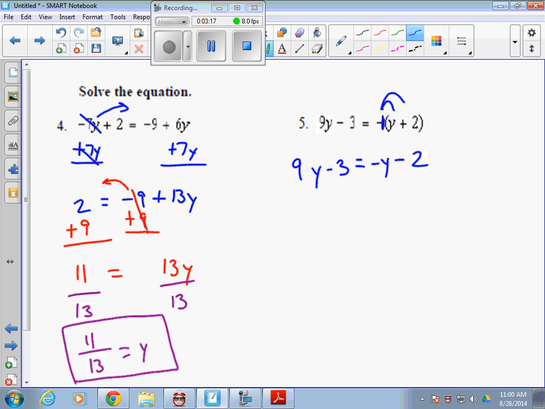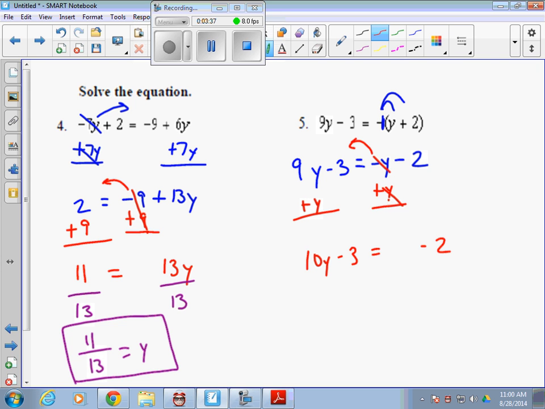Again, bring the smaller y over to the larger one. It's negative 1, which means minus 1. Do the inverse operation, which means to add 1. If you add it to the right, add 1y to the left. 9y plus 1y is going to be 10y. You still have minus 3 on the left. That cancels out. You still have negative 2 on the right.